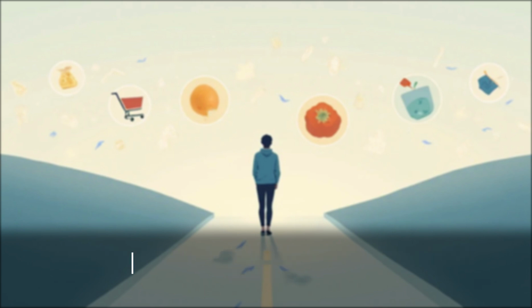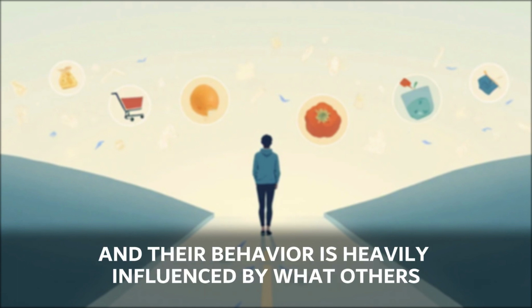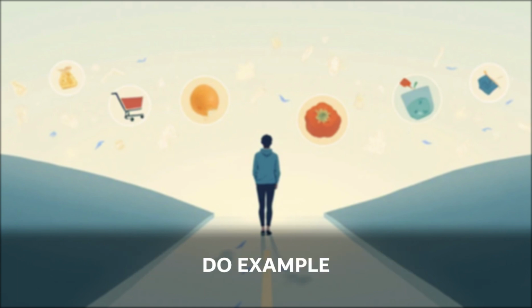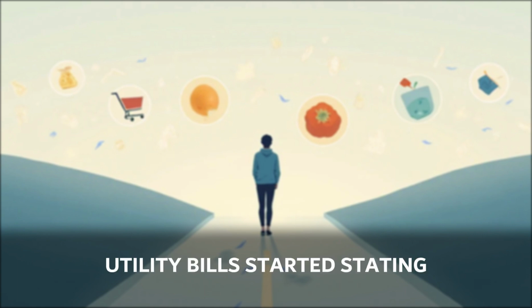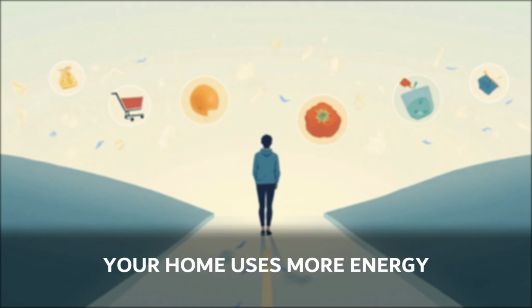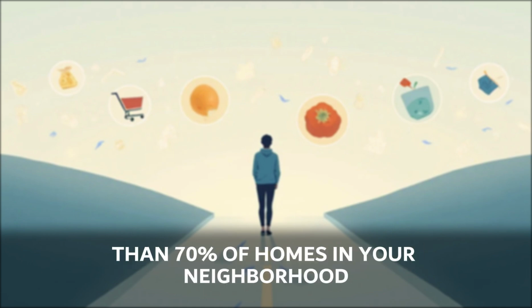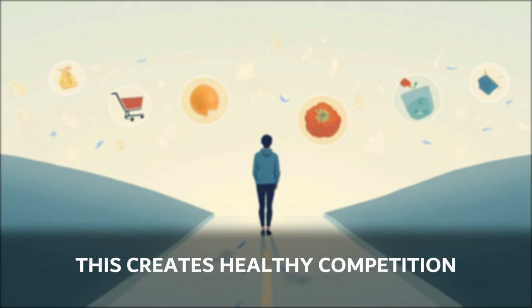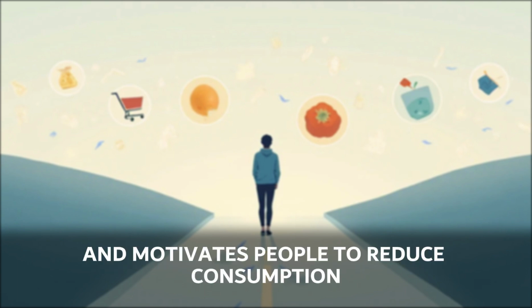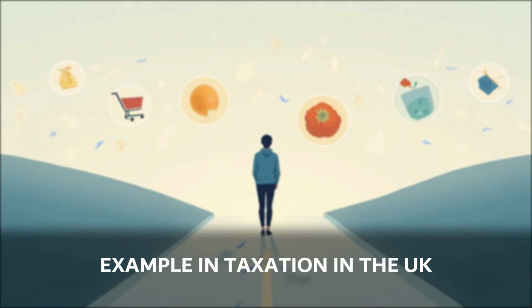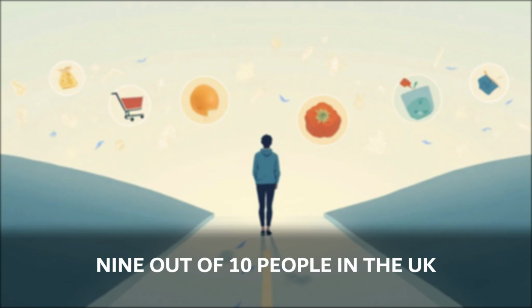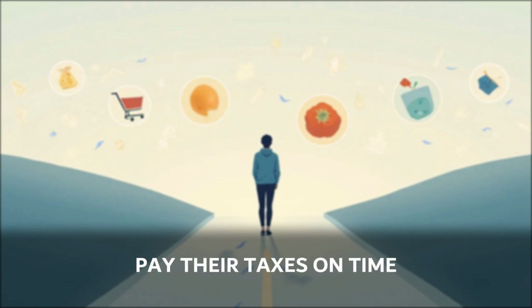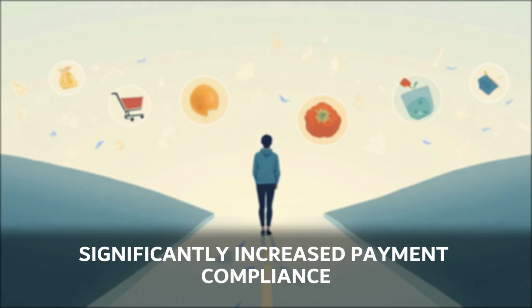3. Leveraging social norms. People are social beings, and their behavior is heavily influenced by what others do. Example in energy conservation: utility bills started stating, "Your home uses more energy than 70% of homes in your neighborhood." This creates healthy competition and motivates people to reduce consumption. Example in taxation: in the UK, letters from the tax authority with the phrase "9 out of 10 people in the UK pay their taxes on time" significantly increased payment compliance.